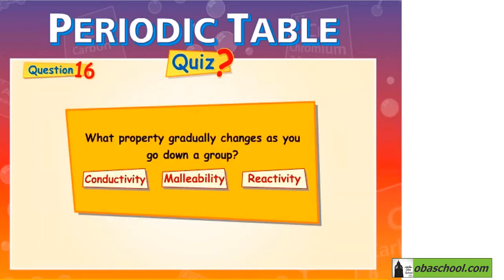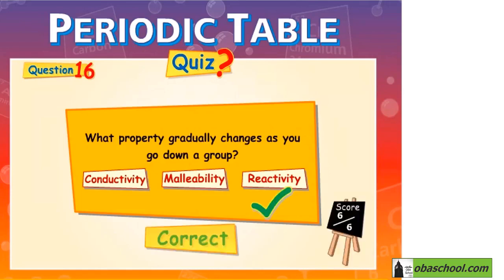What property gradually changes as you go down a group? In fact, as you go down a group, the property that changes is reactivity. It's not malleability nor conductivity, that is reactivity, which means how reactive is the element.